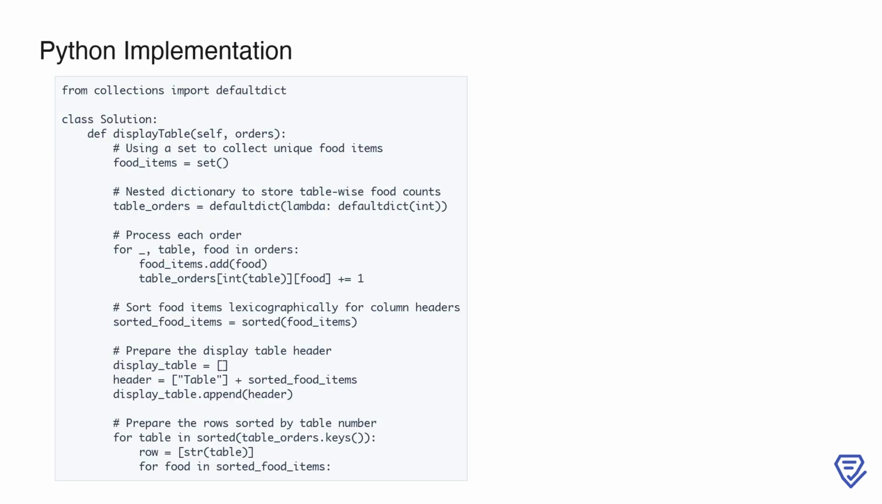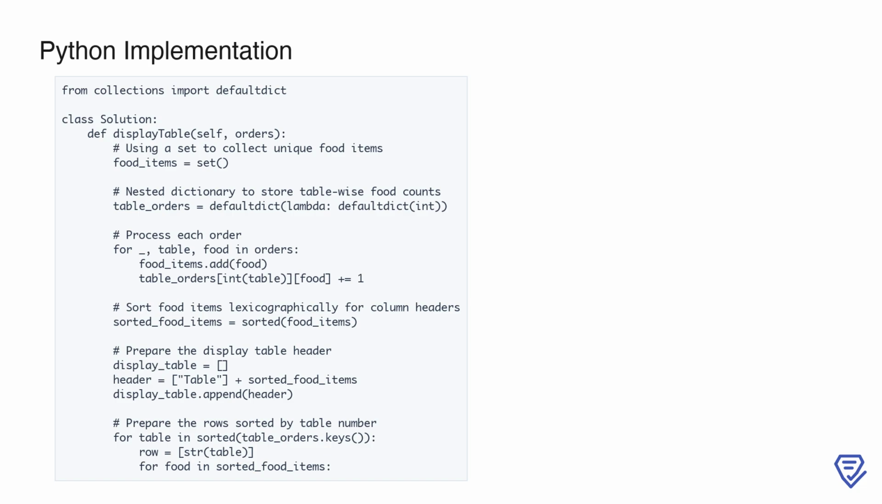To solve this problem, we start by importing the necessary libraries and defining our solution class. Inside the display table method, the first step is to collect all the unique food items from the orders. For this, we use a set called food_items. Additionally, we create a nested dictionary called table_orders using defaultdict. This will help us keep track of the count of each food item for every table. The nested structure allows us to easily manage the food counts for each table without initializing keys manually.